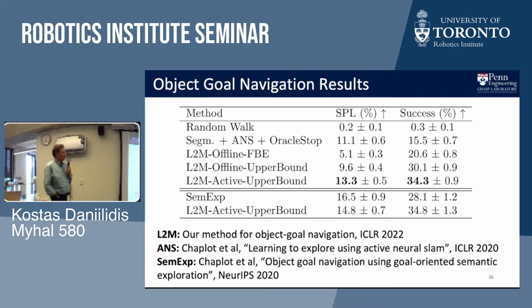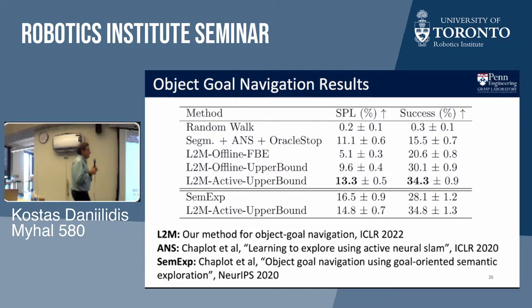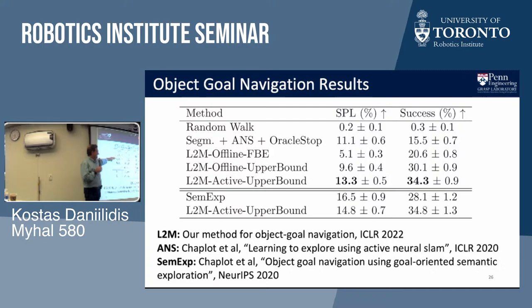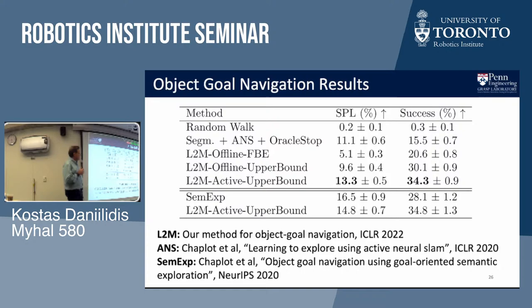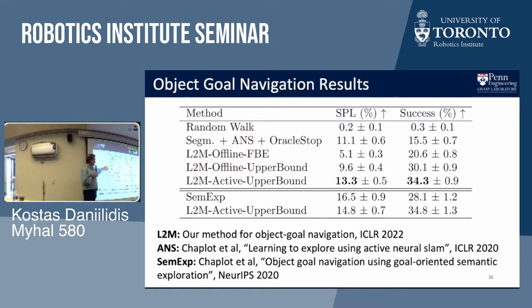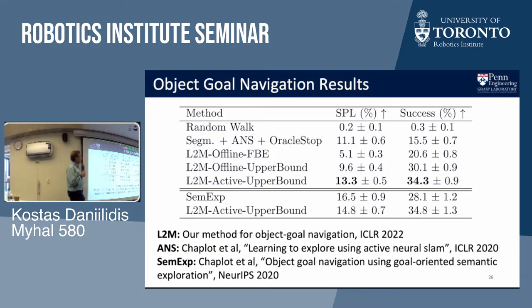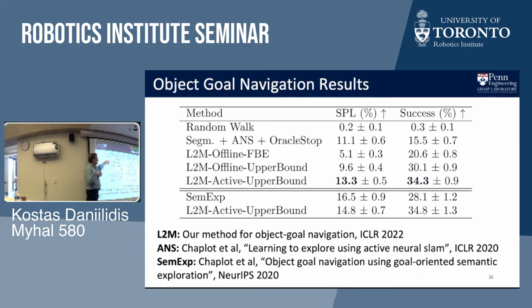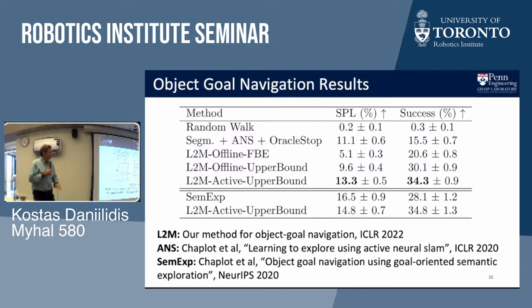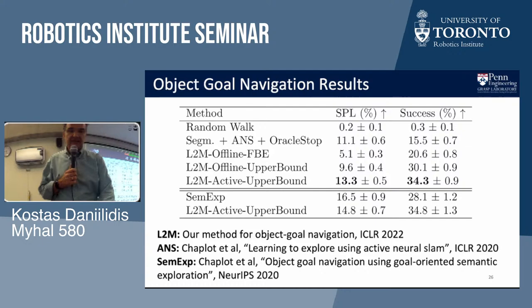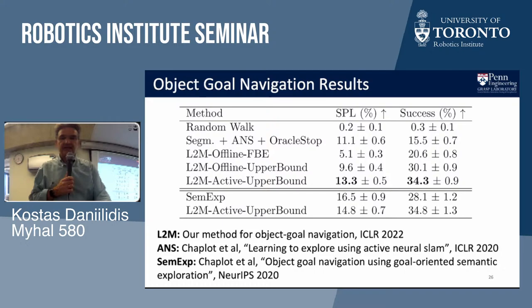And we compare with this, which is our learning approach but with frontier-based exploration, which is 20%. And this is using the same goal selection, but offline versus active during training. And this is by using a classical semantic segmentation. So there is still a lot of work to do. We published this and had some novel stuff, but it is still quite an open problem.